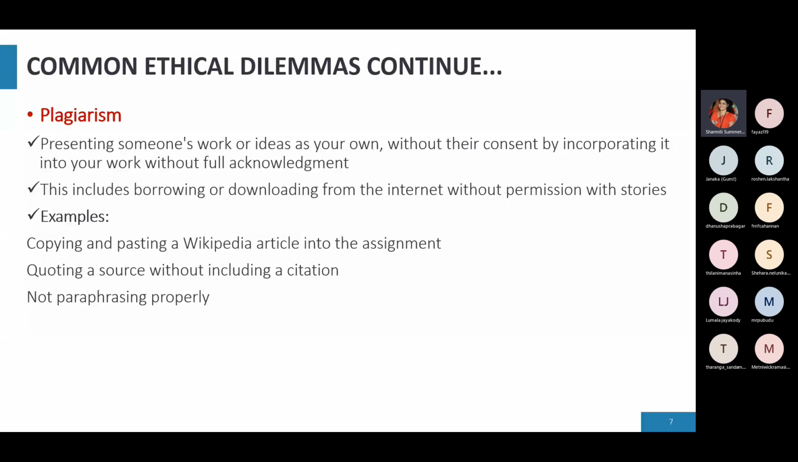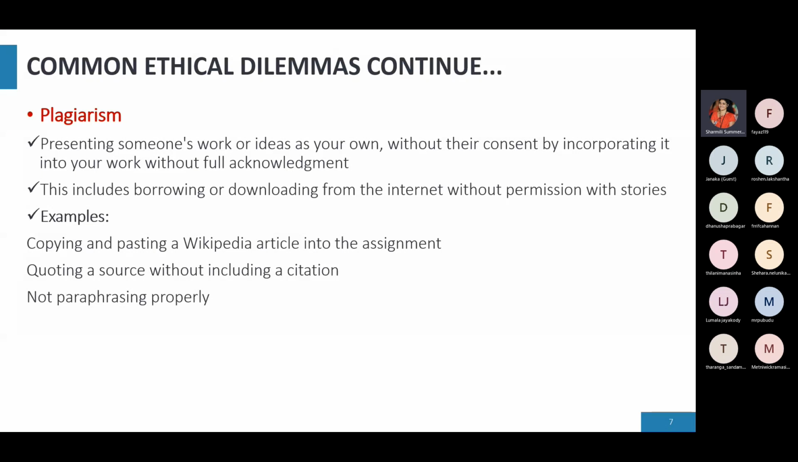And here, quoting a source without including a citation. If you quote the source with a citation, then we can't call it plagiarism. Citation means you are mentioning the author of the particular article, who did this and in which year. So you are providing some kind of credit. You are taking those articles and incorporating them into your articles, and at the same time providing some reward or credit through this citation. Then it won't be considered plagiarism.